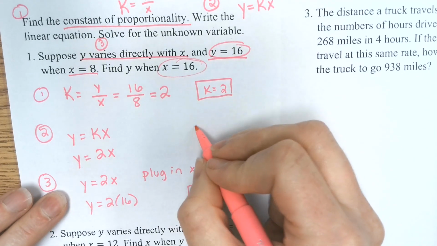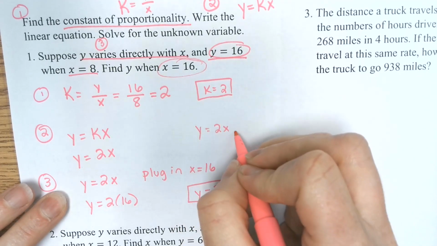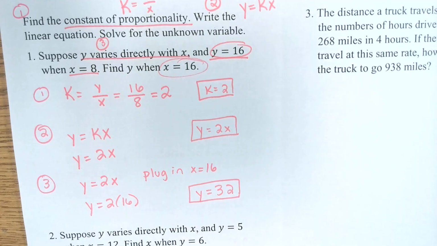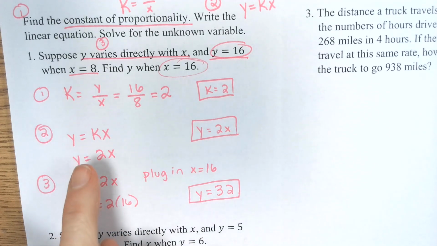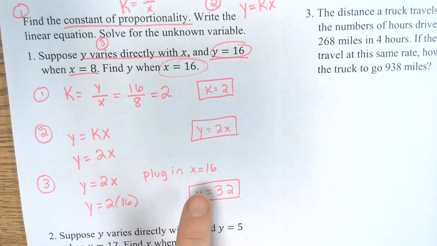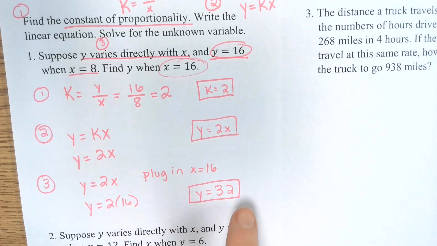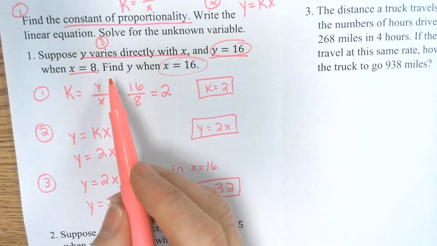So I forgot to write this one over here too. So that way we have our 3 answers. 3 answers for one problem. They're all related. So we find our constant of proportionality by doing y over x. Then we write our equation. And then we plug in either x or y and find out the missing or the unknown. So it does tell us find y.